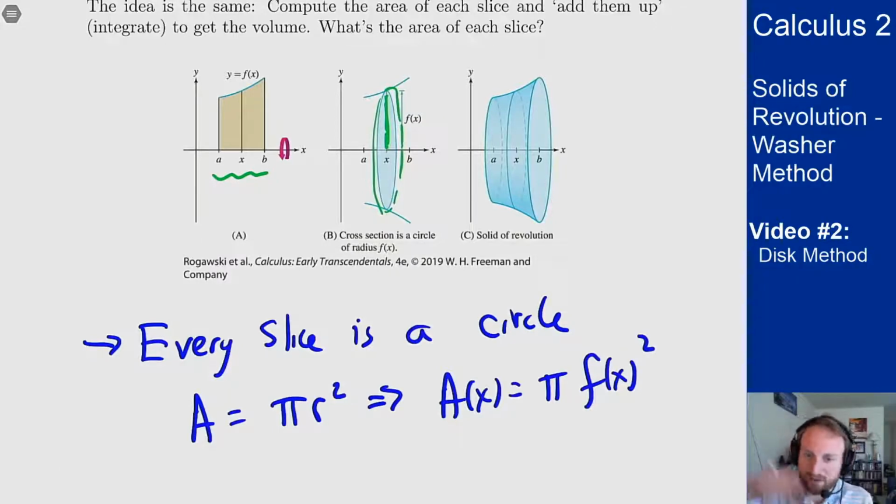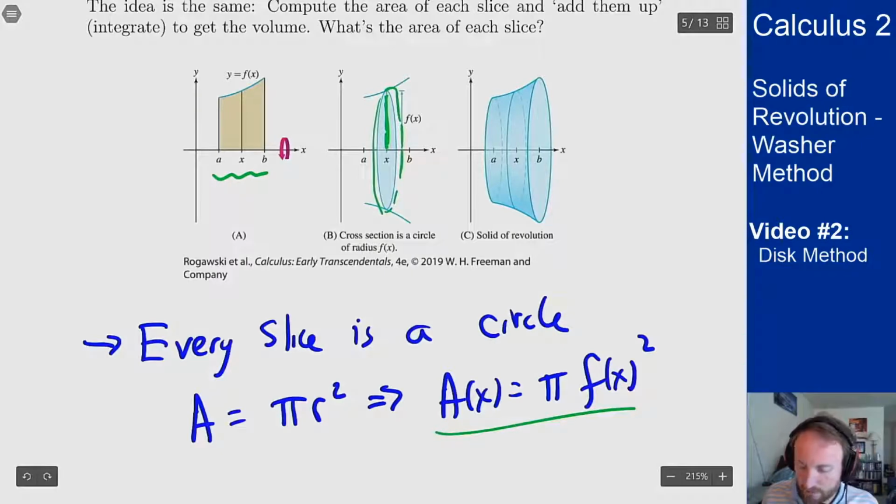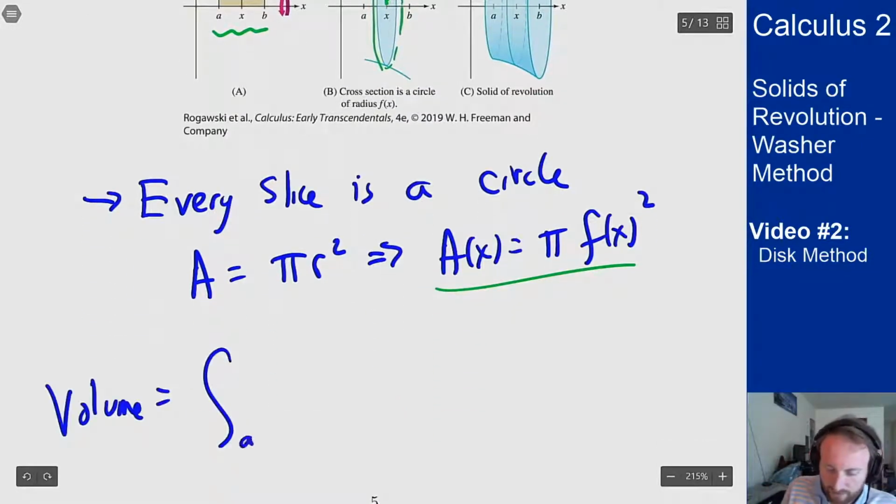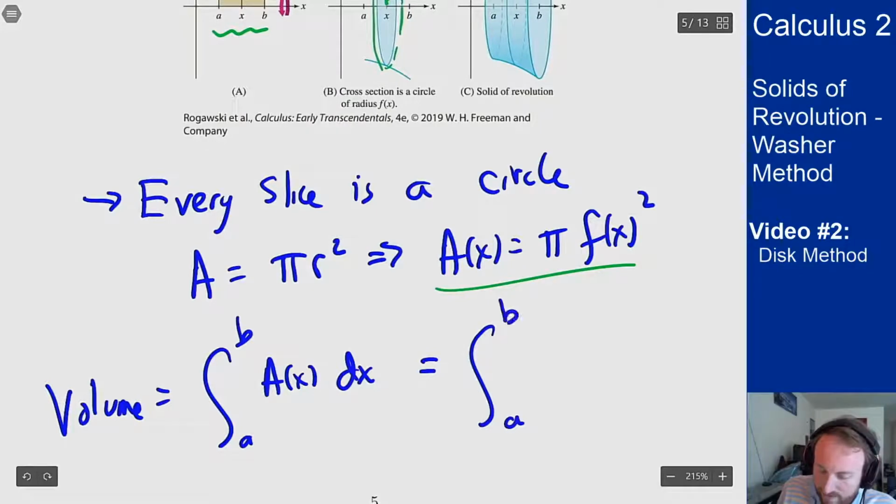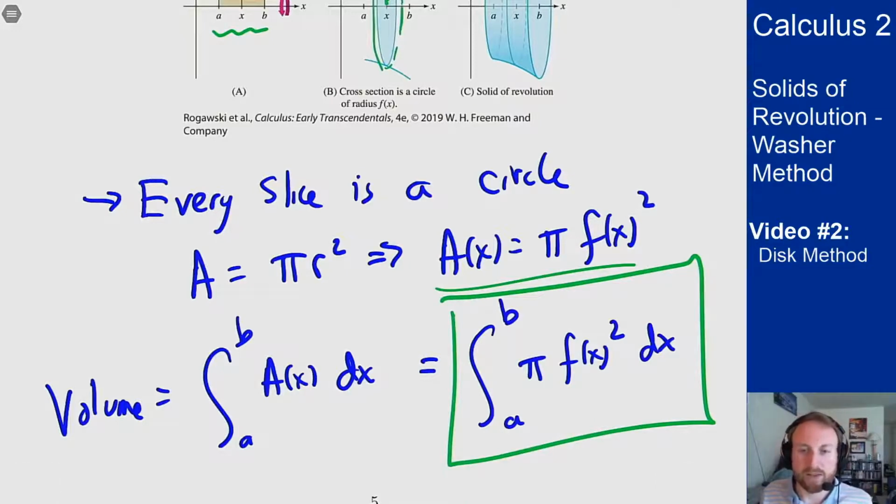Again, I'm taking individual slices, stacking them together, adding up the areas of all these different slices to give me the volume of the entire region. I get that by integrating this function over the range that I care about. So the volume should be the integral from a to b of A of x dx, which is the integral from a to b of pi times f of x squared dx. And for the disk method, that's what we get for finding the volume of this solid of revolution.